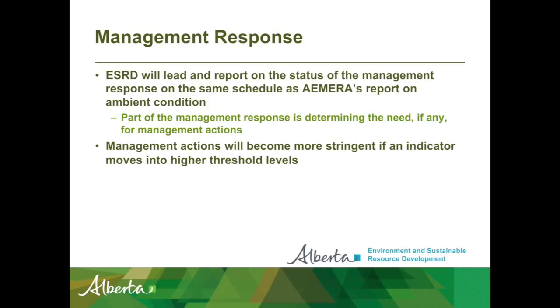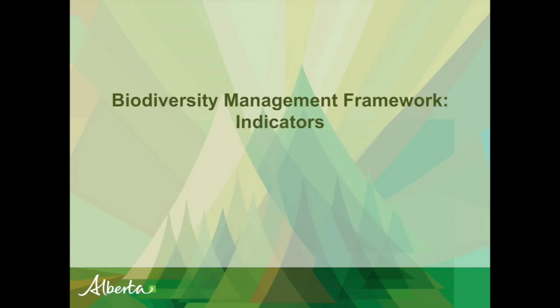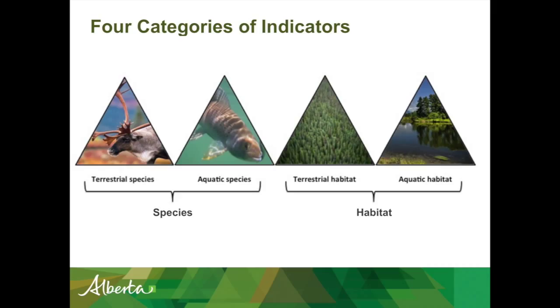The management actions themselves become more stringent if an indicator moves into higher threshold or trigger levels. So as the current condition is lower in respect to that reference condition, you can expect more stringent management action. So now I'm going to go into more detail of some of the indicators that we have chosen for the Lower Athabasca BMF. We have 4 categories of indicators. So we have species and habitat indicators, and we have terrestrial and aquatic indicators. So it works out to be 4 pyramids.